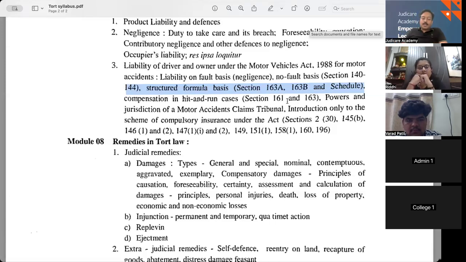The other case law is National Insurance Company Limited versus Pranay Sethi. It is a matter of 2017.